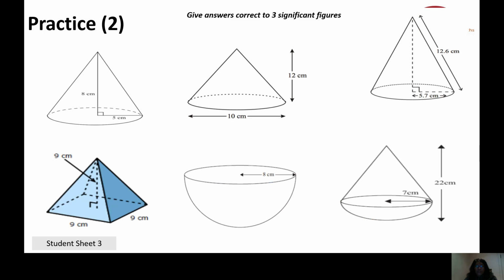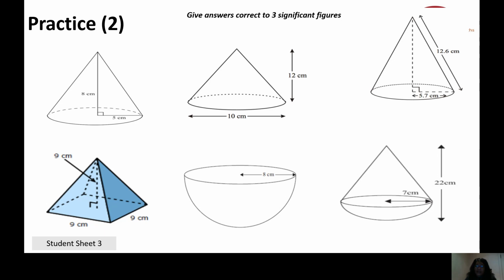Okay, so these 6 questions are for you to do. I'm going to give you 10 minutes to complete these 6 questions. Please be careful about the third solid on the first row. You've been given the slanting side, 12.6. So please, I'm very interested to see how you're going to tackle that question. Also, the middle question, the hemisphere on the second row. Okay, please pay attention. Make sure you understand what to do about that question.